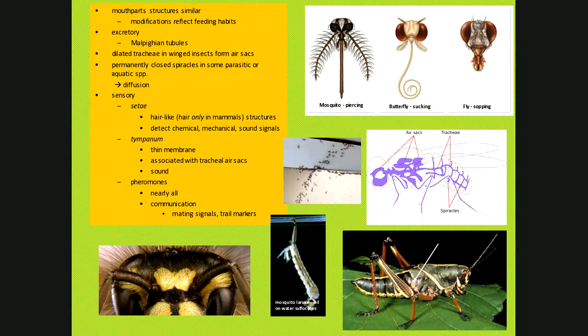CD, these little hair things, can also vibrate. And here's a really good picture on the bottom. I think this is on a bee. I don't remember exactly what, but all these little fuzzy things sticking off the bee are CD. So chemical, mechanical, and sound signals.